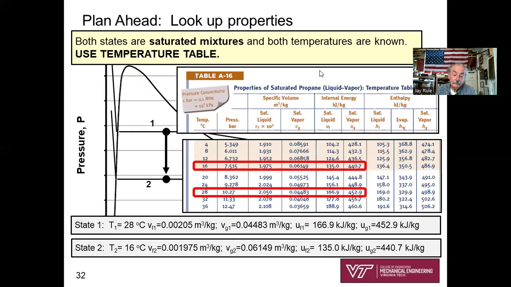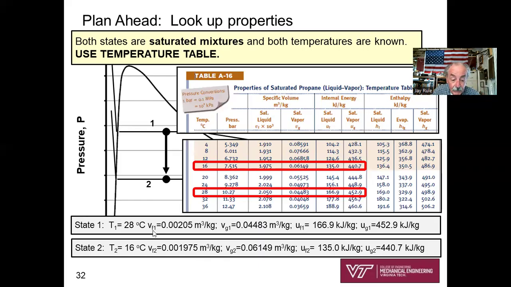And if we know V2 equals V1, we can go to our 16 degrees table, and one thing we're asked to solve for is what's X2? What's the quality at state 2? If we know V2 equals V1, then we can write down V sub G and V sub F at our new temperature and use the definition of X, quality, to determine what the quality is. Okay, I'll show you how to do that. But first, we've got to write down 4 properties.